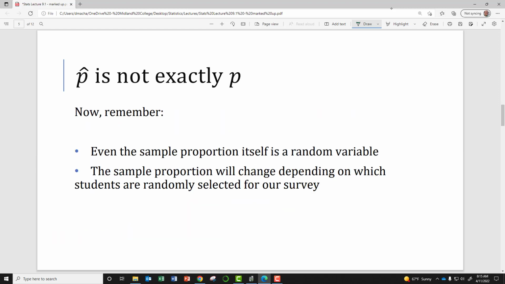Some of this may be exactly what I said. Even the sample proportion itself is a random variable, right? So it's going to change depending on which students you randomly select for your survey. There's 5,000 students at Midland College. You're taking a random sample of 100. If you then the next day take a different random sample of 100 students, you're going to calculate a different sample proportion. It is a random variable.